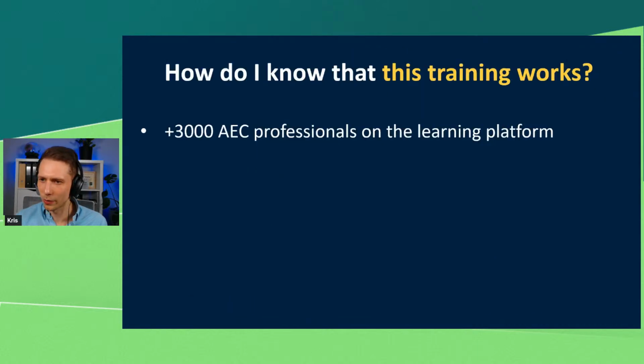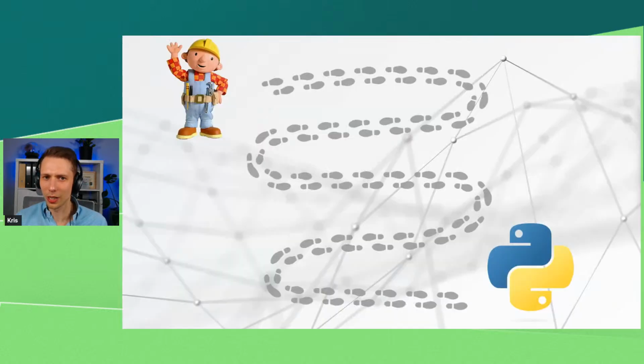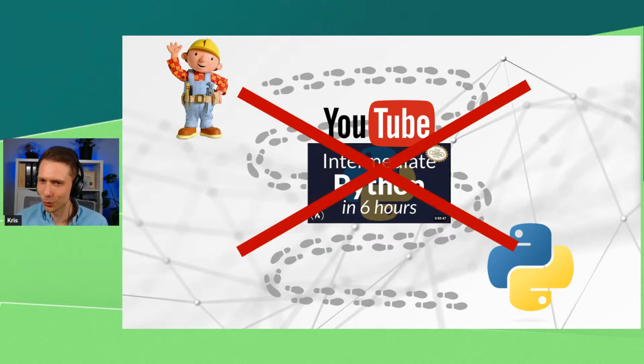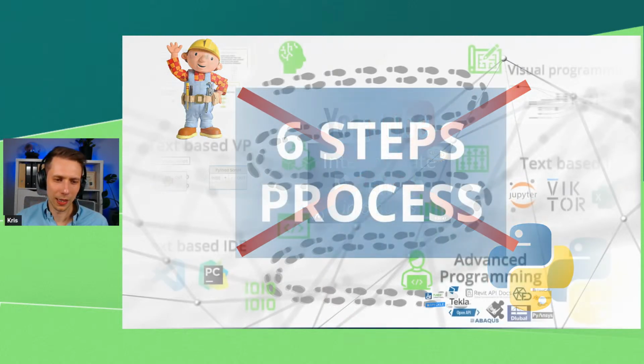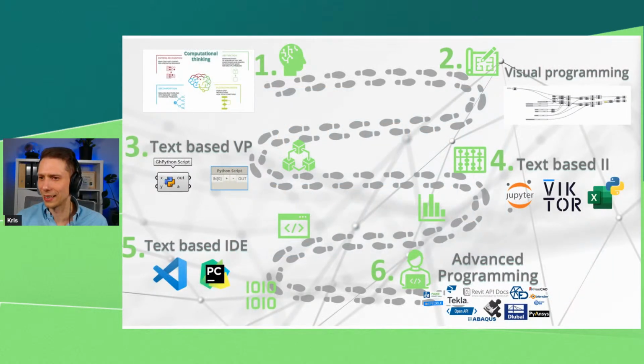So what is the training program? We already have 3,000 engineers and architects on the learning platform, and we have a new approach to teaching because we are showing a step-by-step approach. Usually when an engineer wants to learn Python, they start Googling on YouTube, and it's like, okay, there is a beginner to intermediate Python course in 6 hours, just watch these 6 hours, and that's it, I know Python. Actually, it's not true. You have to be anchored in AEC engineering. So that's why, together with Sverre and Martin, we simplified the whole process and transformed it for the AEC industry's needs.